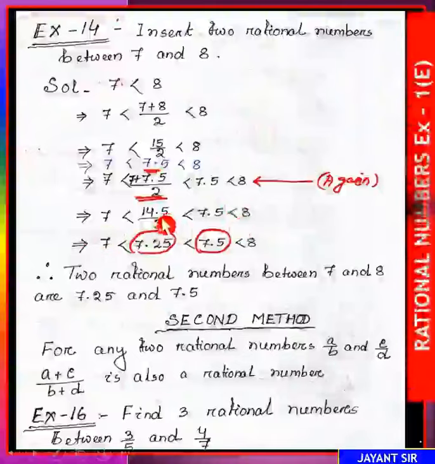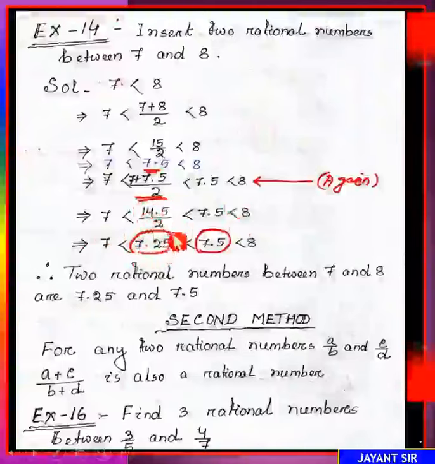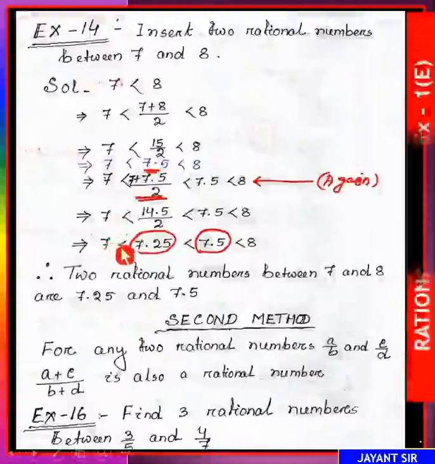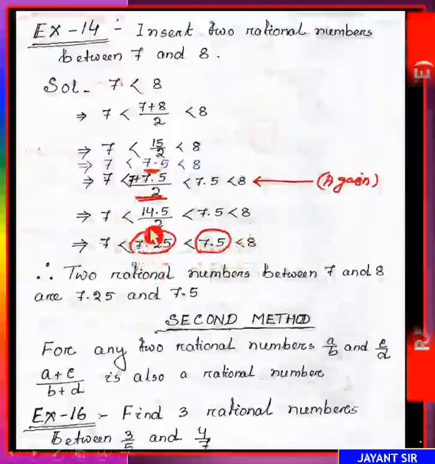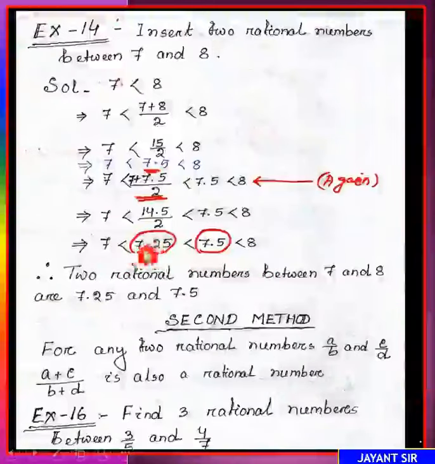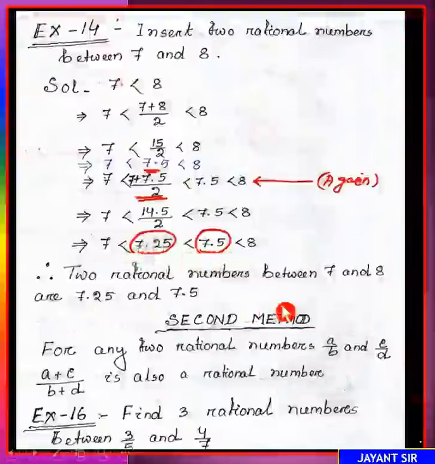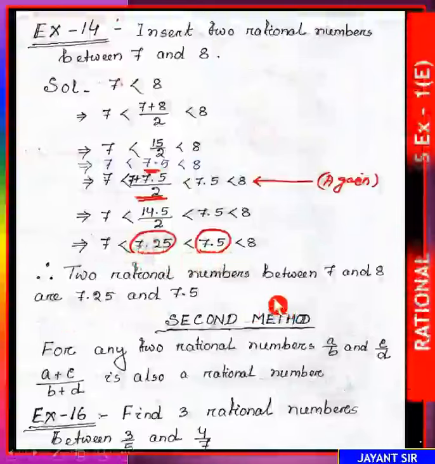Then 14.5 divided by 2, if you are dividing, you are getting 7.25. Other things as it is I wrote. 7 less than 7.25 less than 7.5 less than 8. Now here, in between 7 and 8, two rational numbers you got here. This is 7.25, another one is 7.5 here. Therefore you can write. Now come to the second method.